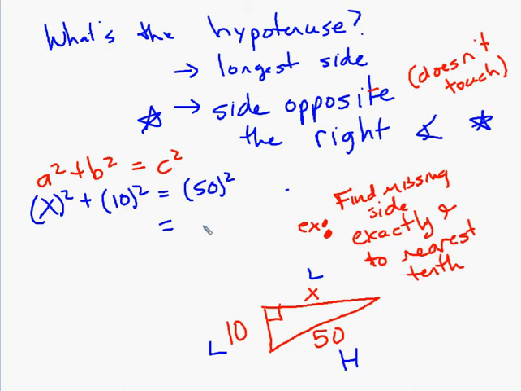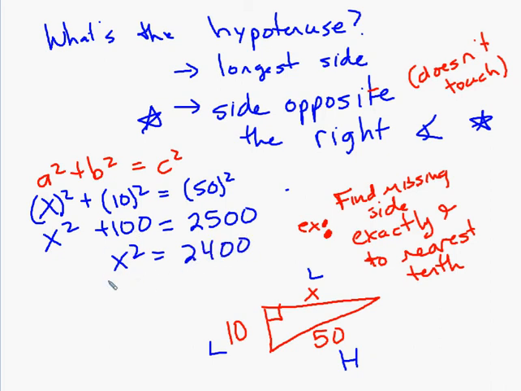Okay, 50 squared, what'd you get? 2500. Okay, and we have x squared plus 100, because 10 squared, now we subtract 100, x squared equals 2400. Now, what do we need to do in order to solve x squared? How do I undo, do you think, a square? Square root. A square root. Okay, so x equals the square root of 2400.